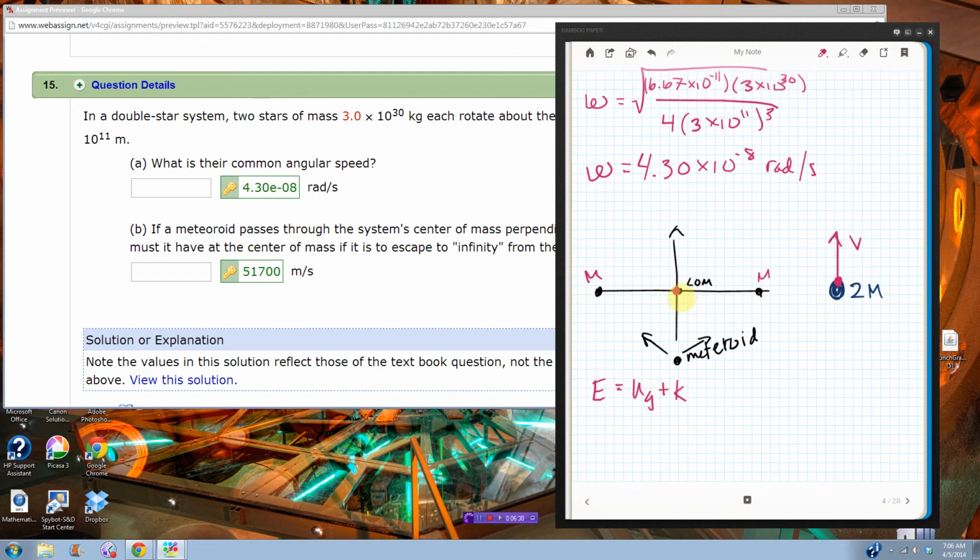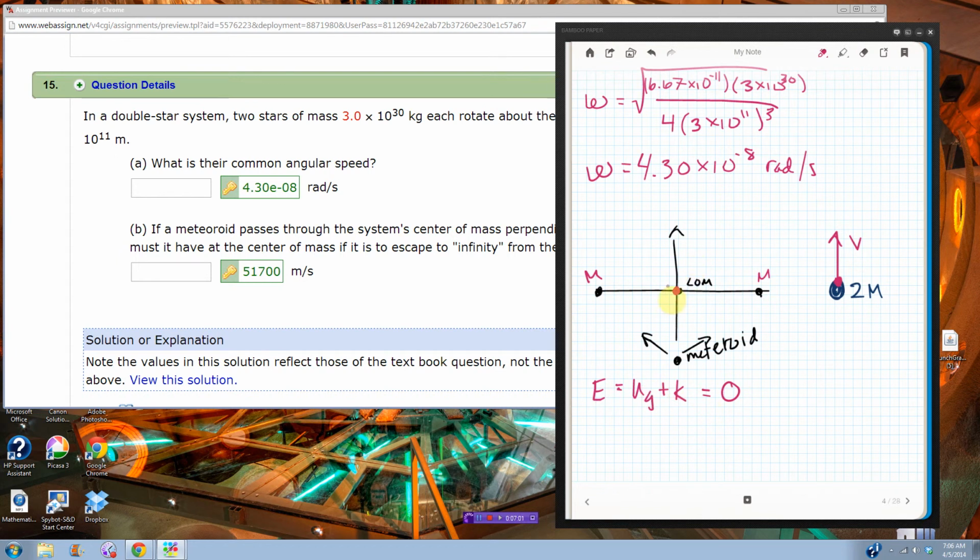When it gets out to infinity, if it escapes with the minimum velocity, then the kinetic energy will also be 0. So in the end, kinetic energy will be 0, and at infinity, potential energy is 0. So in the end, the energy needs to add up to 0. Basically the magnitude of UG needs to equal the magnitude of K.